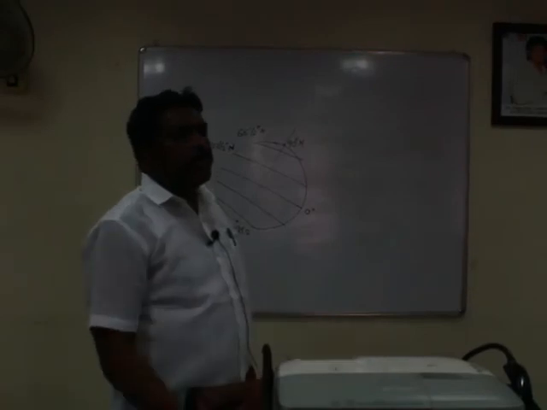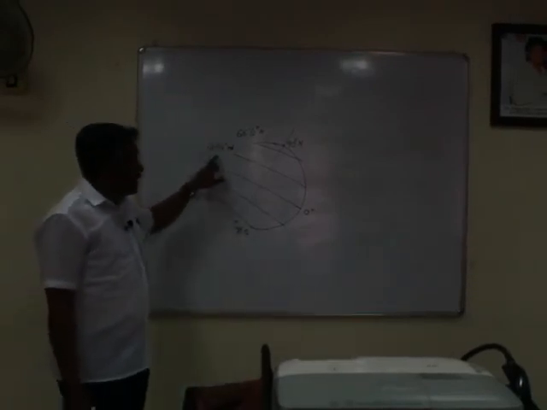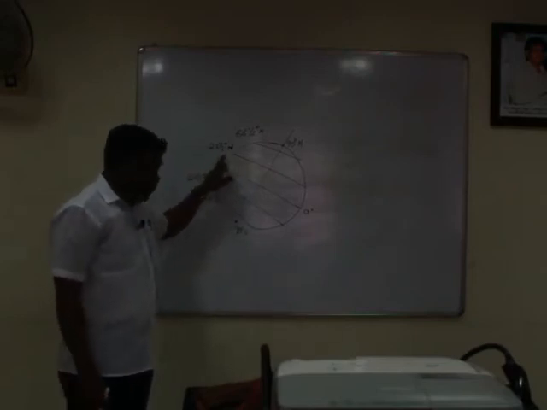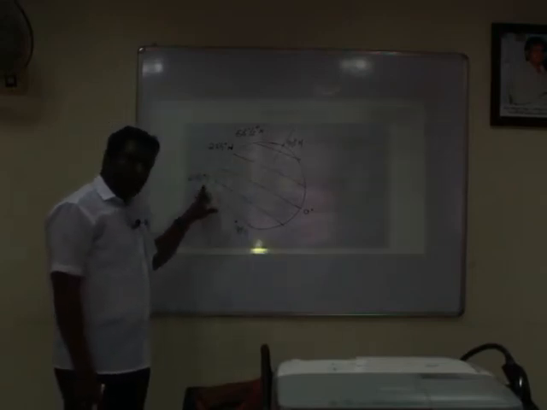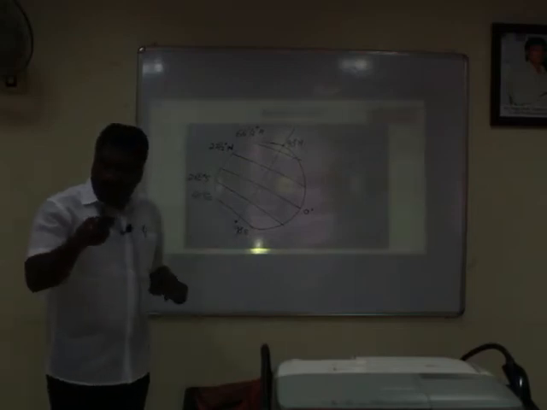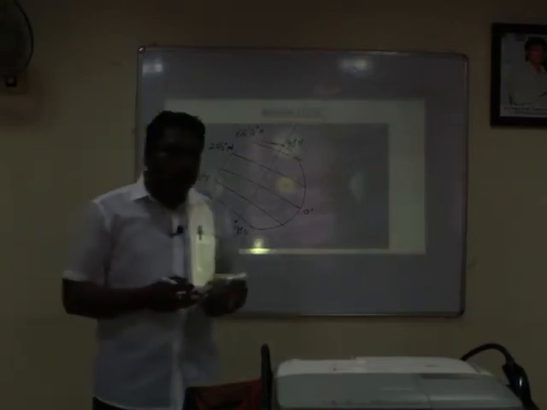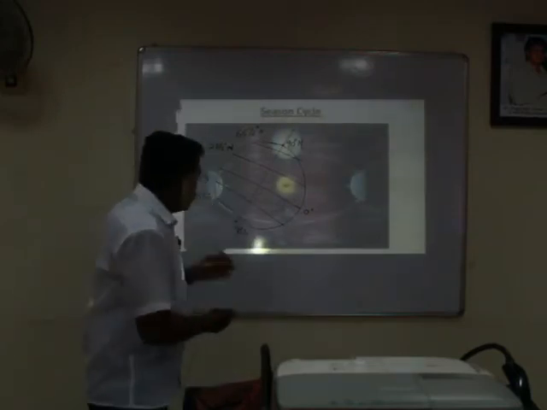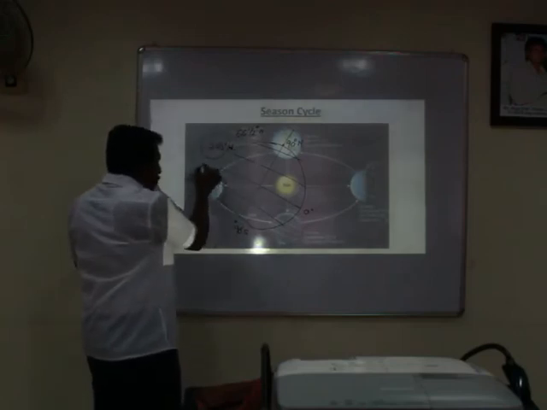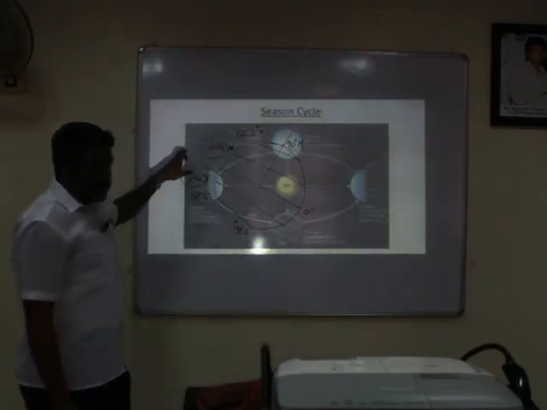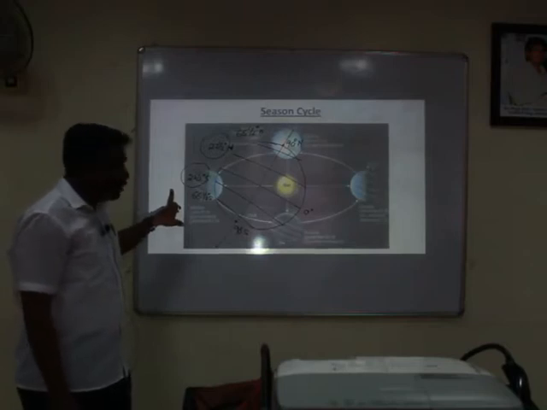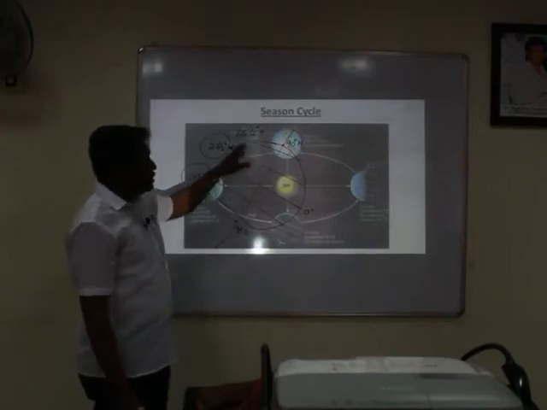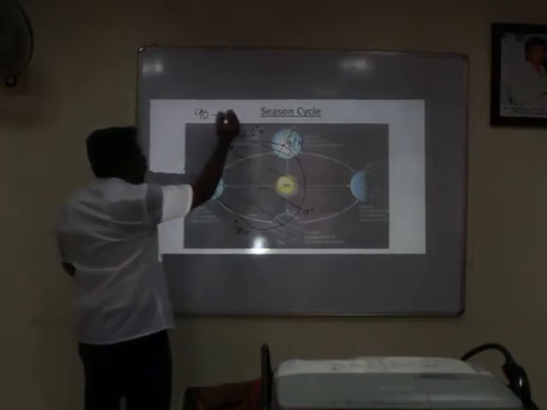Very interestingly, can I say the Tropic of Cancer is located 23.5 degrees north of the equator? Yes. How many degrees is the Tropic of Capricorn located? 23.5 degrees south of the equator. What is the tilt of Earth? 23.5 degrees. Can you see the relevance here? The tilt of Earth is 23.5 degrees, the Tropic of Cancer and Capricorn are 23.5 degrees. What is the Arctic Circle? 66.5 degrees. 66.5 degrees is nothing but 90 minus 23.5.